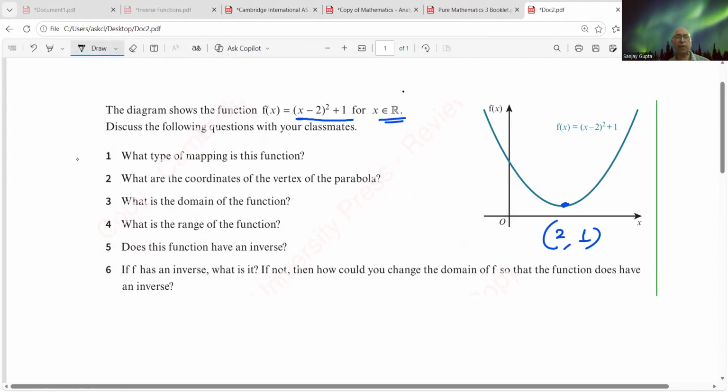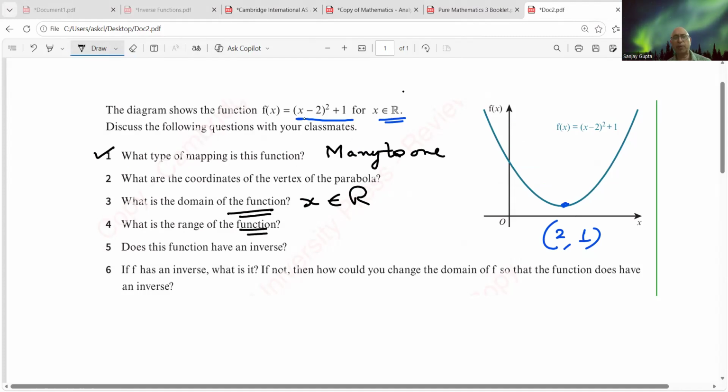So let us see. What is the first kind of question? What type of mapping is this function? It's a many-to-one. What are the coordinates of the vertex? I have already given you (2, 1). What is the domain of the function? The domain of the function is x belongs to the set of all real numbers. What is the range of the function?